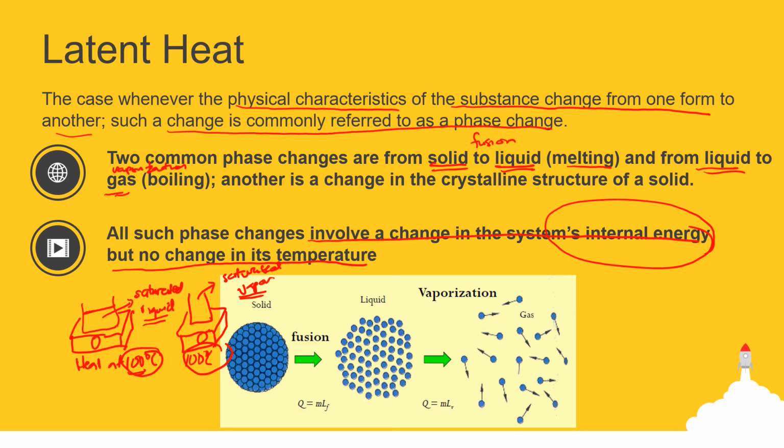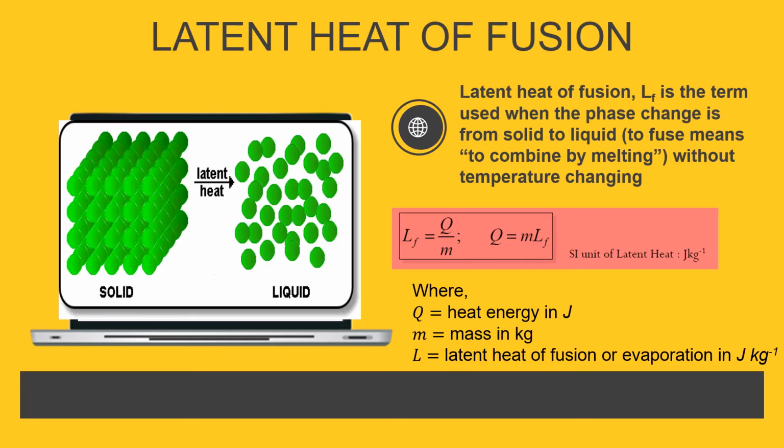Okay. So ini yang saya cakap tadi, daripada solid pergi ke liquid adalah latent heat of fusion. Kalau daripada liquid pergi ke gas, dia adalah latent heat of vaporization. So ni adalah equation untuk latent heat of fusion. Ni adalah equation untuk latent heat of vaporization. Okay, dia sebenarnya sama je, yang membezakan dia adalah nilai LF dan LV. So ni adalah definition untuk latent heat of fusion.